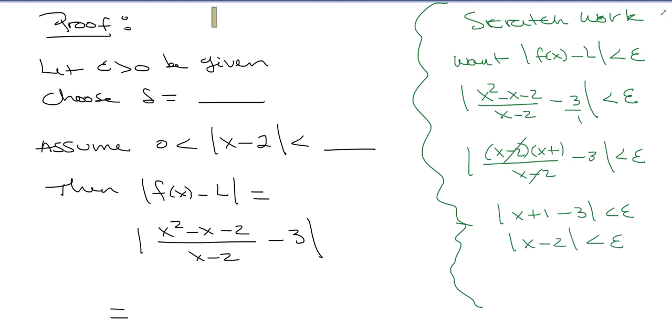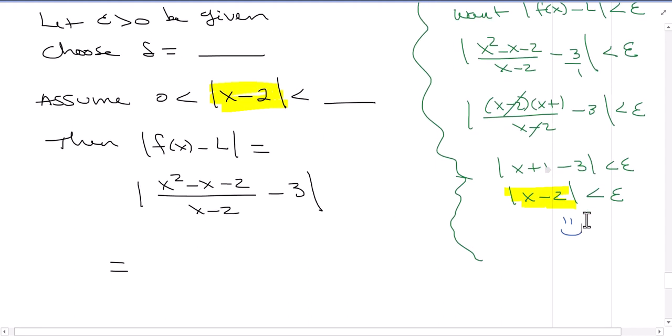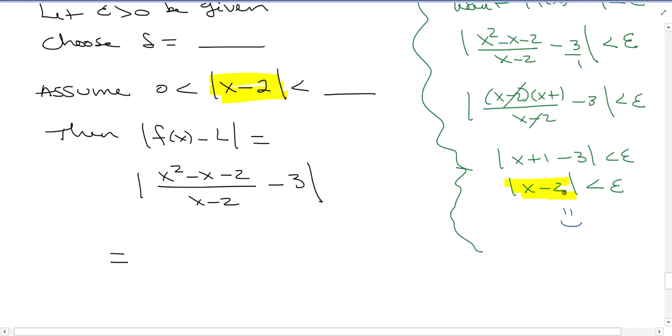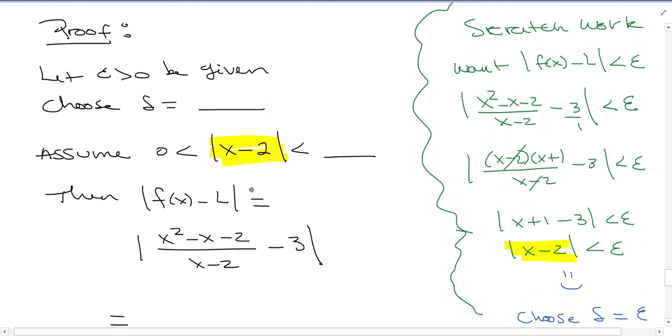Now notice that, hey, there's my x minus a. So at this point, we should be happy. If I don't get my x minus a in this scratch work, I've made an algebra mistake somewhere along the way. And I already have the absolute value by itself, less than epsilon, so I'm just going to choose delta to be the same as epsilon. So let's go back to our proof.